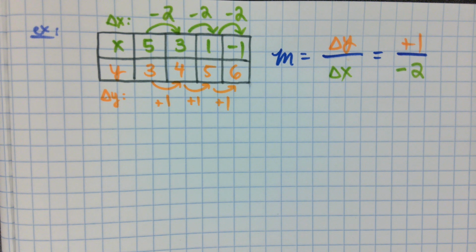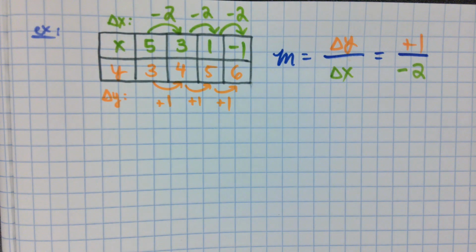Personally, I like this way a lot better than the graph. It's easier to make a mistake when you're counting the little tiny squares on a graph, but this is nice and straightforward with the numbers.